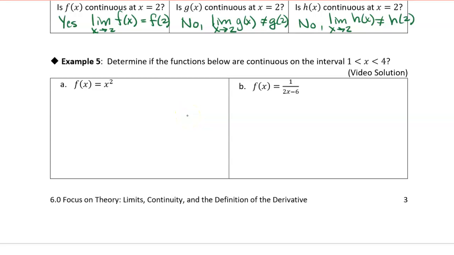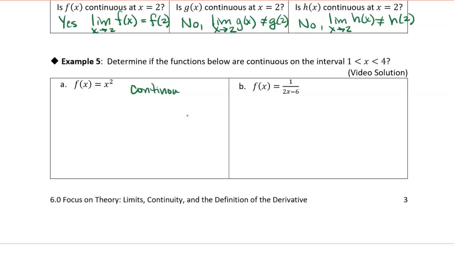All right. So here we have a couple of functions, and we're asked to determine if these functions are continuous on the interval between 1 and 4. So again, here we have x squared. f of x equals x squared. We're very familiar with what that looks like, and it is continuous.